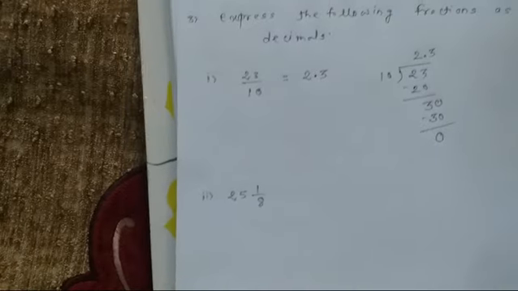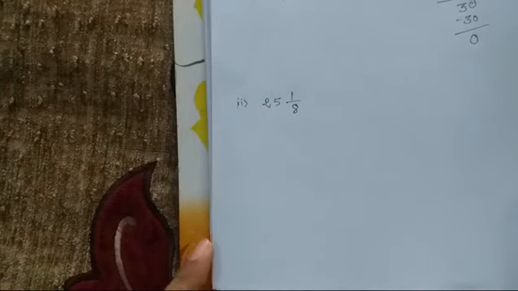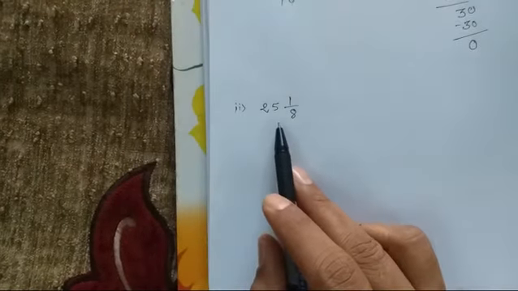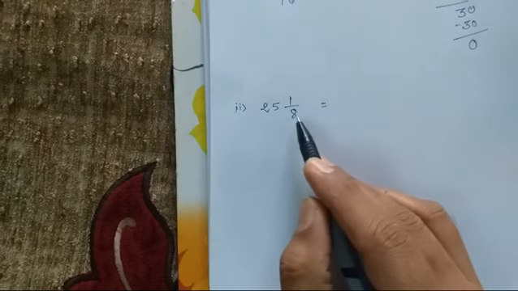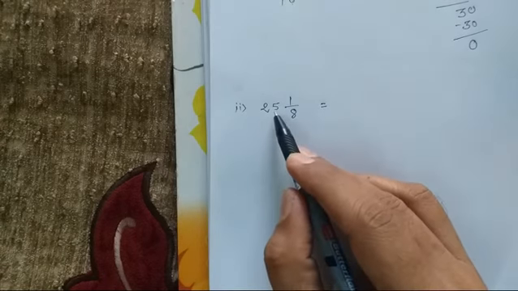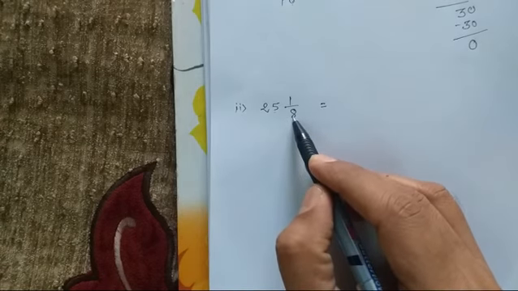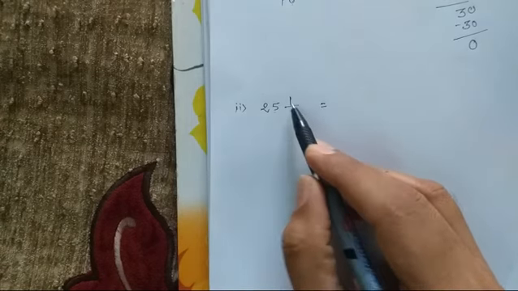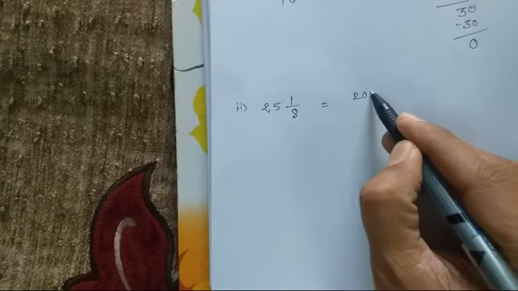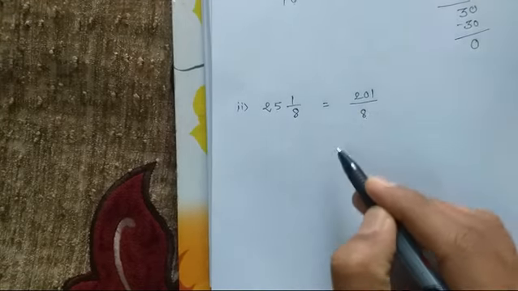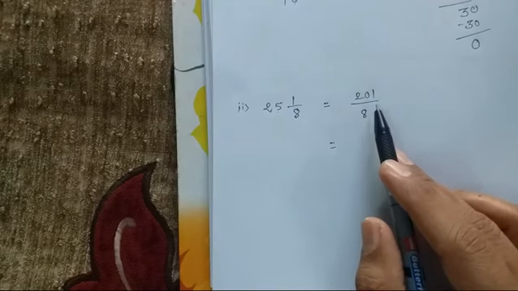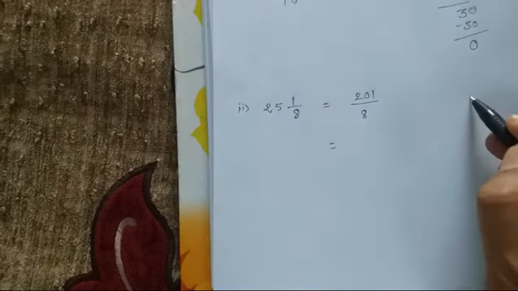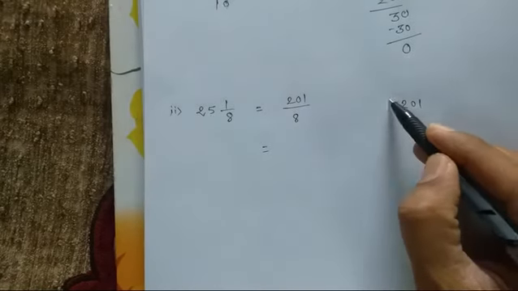Now let's see one more question. The next question is we have to convert this mixed fraction into a decimal number. So before converting it, let's convert this mixed fraction into improper form. 25 multiplied by 8, which is 200, and 200 plus 1 is 201 upon 8. Now this is not a decimal fraction. So if you want to convert this fraction into a decimal number, we have to divide 201 by 8.